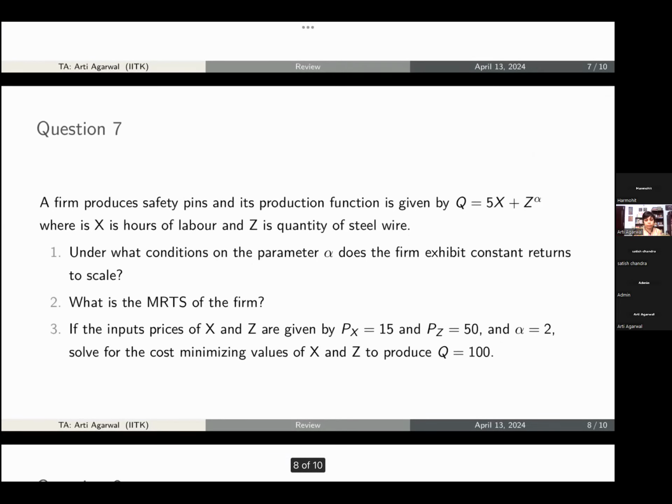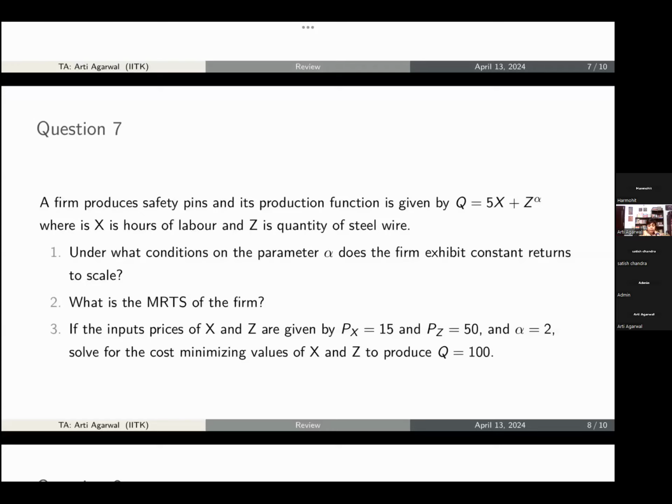Okay, next question. So the next question, we move to producer theory. You're given a production function in two goods. First question is, under what conditions on alpha does the firm have constant returns to scale? Next is what is the MRTS, and then last is the optimal values of X and Z for the given values.